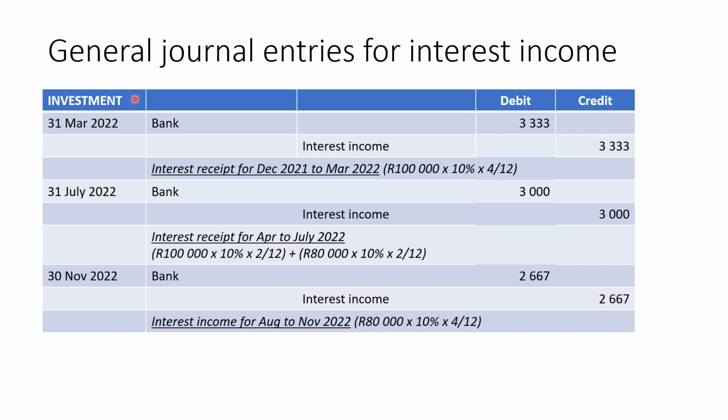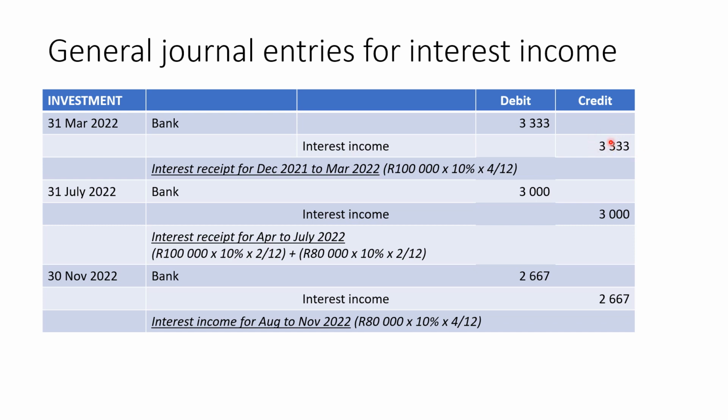Then if we had an asset, excuse me, an investment, we would receive interest income. Our first receipt would be on the 31st of March. We would be receiving interest for December 21 to March 22. These amounts are exactly the same as the amounts you saw when we did the interest expense calculation. But now we're going to debit the bank account because we're going to receive the money, and credit interest income.